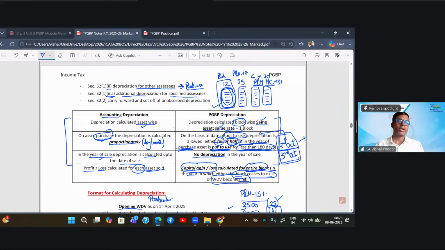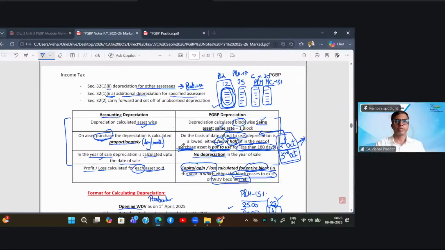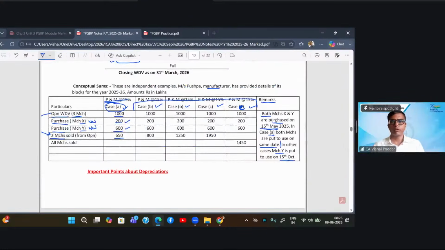So you have to check the date of put to use. If your put to use date is after this date, that is after 2nd October, you will take half depreciation. If your put to use date is on 2nd October or before 2nd October, you will take full depreciation. Clear, students? Now, in my first case study, what is given? Both machines are purchased on 15th May. Okay. And in the first case, both machines are put to use on the same date, that is on 15th May itself. And it is before our cutoff date of 2nd October.